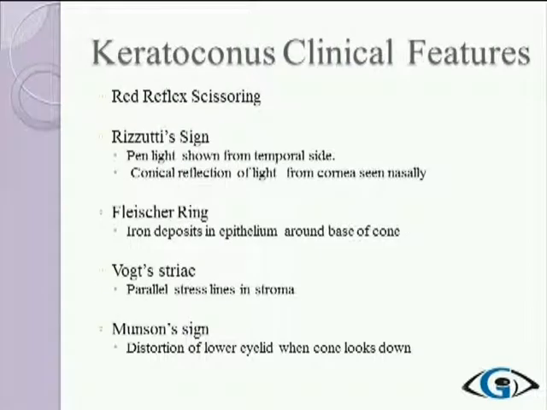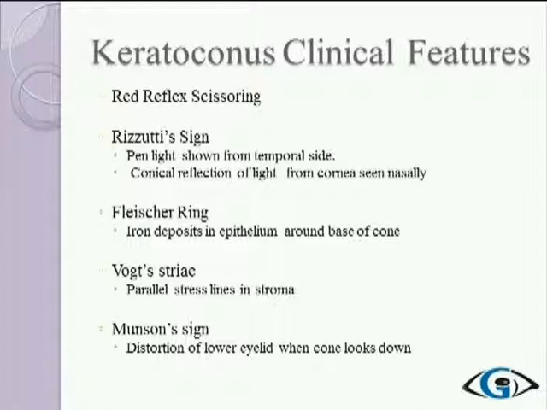The clinical features of keratoconus: you may see red reflex scissoring if you're looking with a retinoscope or a direct ophthalmoscope. You can look for Rizzuti sign, that's when you shine a pen light on the patient temporally, and you can see that conical reflection of light from that cone-shaped cornea nasally. You can see a Fleischer ring, which is iron deposits in the epithelium around the base of the cone. Basically, iron deposits in the cornea tell you where there are areas of drying and tear film abnormality, so you can see that around the base of the cone.